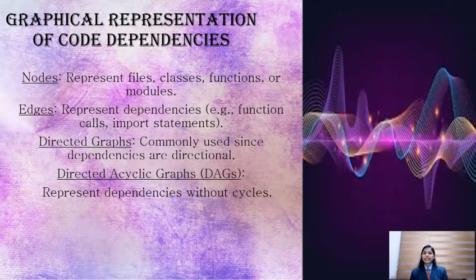To represent these dependencies, we typically use directed acyclic graphs. Here's how it works. Each node represents a file, class, function, or a module, and each edge represents a dependency like an import statement or a function call. Directed acyclic graphs are particularly useful because they prevent cycles, ensuring a clear flow of dependencies.